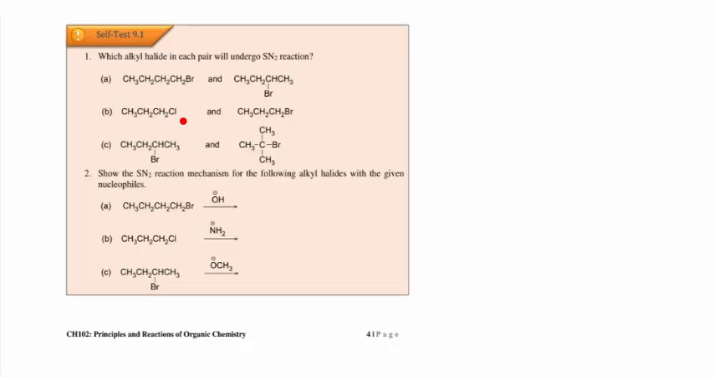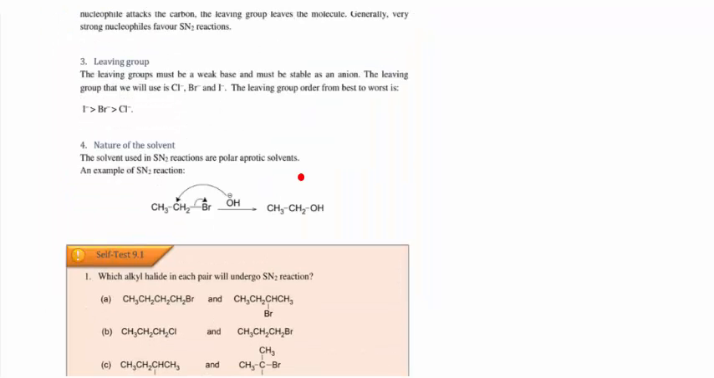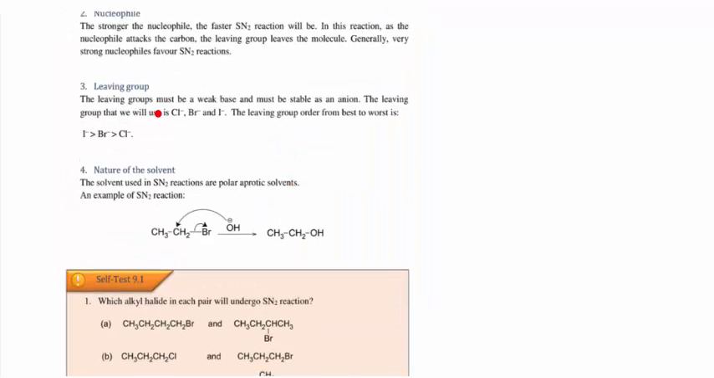As part B, this is chloropropane and bromopropane. Here, since the only difference between the two is the leaving group, you have to determine which leaving group is better compared to the other one. So we're going to go back to part 3.